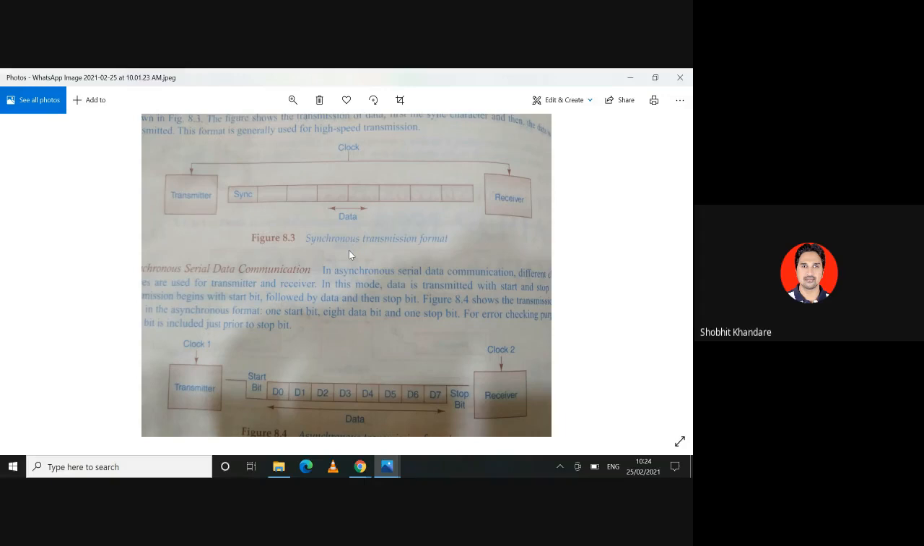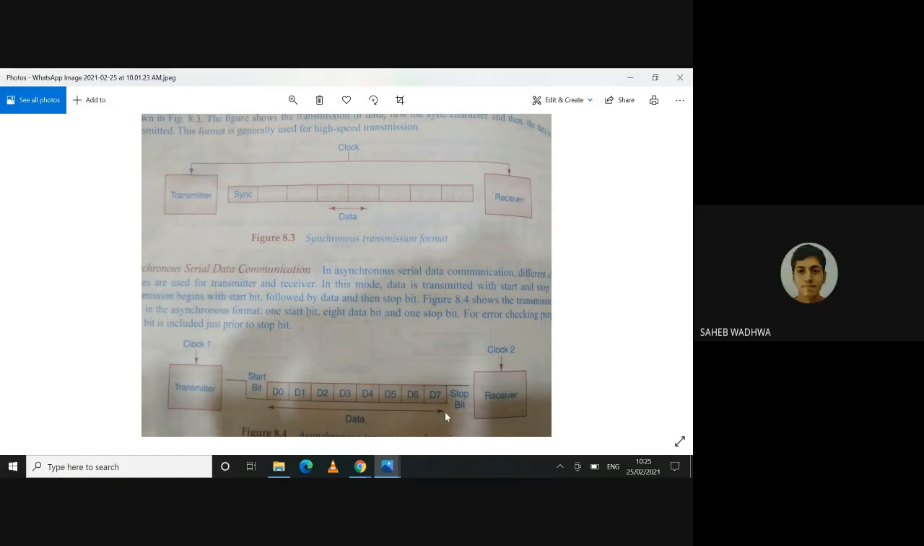Now, before you go to the synchronization, one small question. If you can see on the screen, synchronous and asynchronous, which one will have the greater transmission speed, and why?